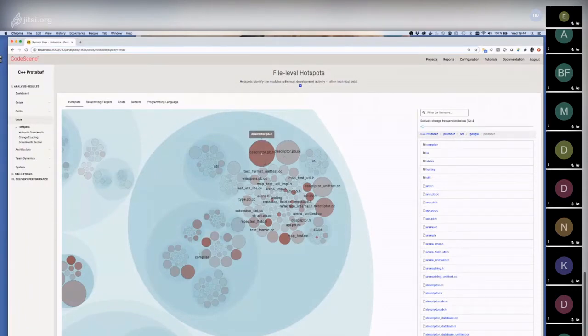You see some are more red than others. And that's because color is used to represent change frequency. That is, how often have we, as developers, worked with that part of the code? How often has the organization made a change to that part of the code?